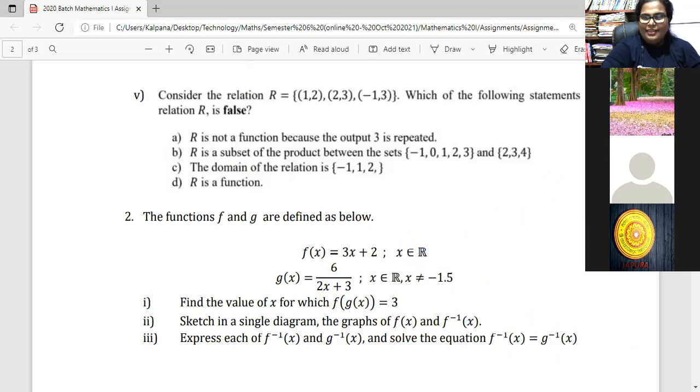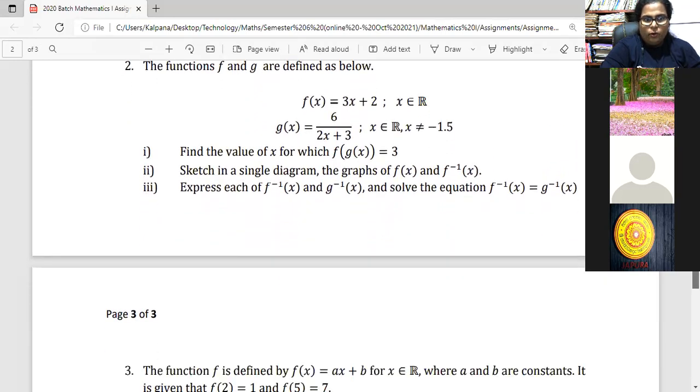You just have to pick the correct solution for these MCQs, right? Okay, our first question is over. We are going to discuss the second question of this assignment. Our MCQs are over now.